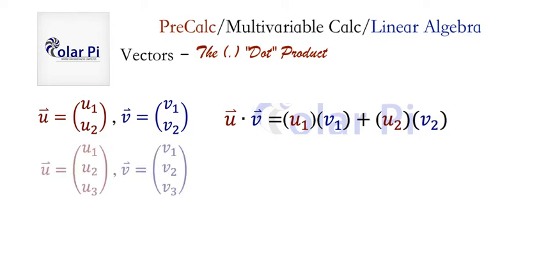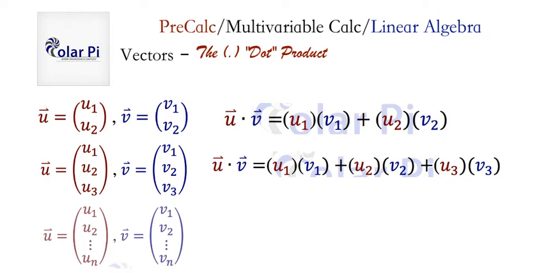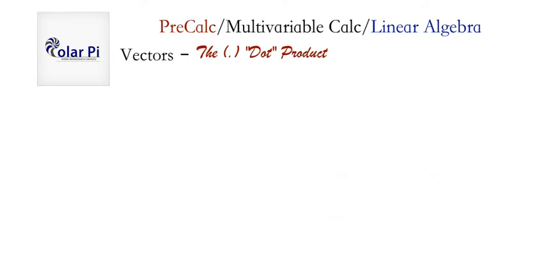And of course, if our vectors are in 3D, then the dot product would be calculated very similarly. And more generally, if our vectors are in n dimensions, then this is how the dot product would go. Very simple, right? Okay, cool. Before we wrap up, let's look at a couple of examples and then we'll say we're done.